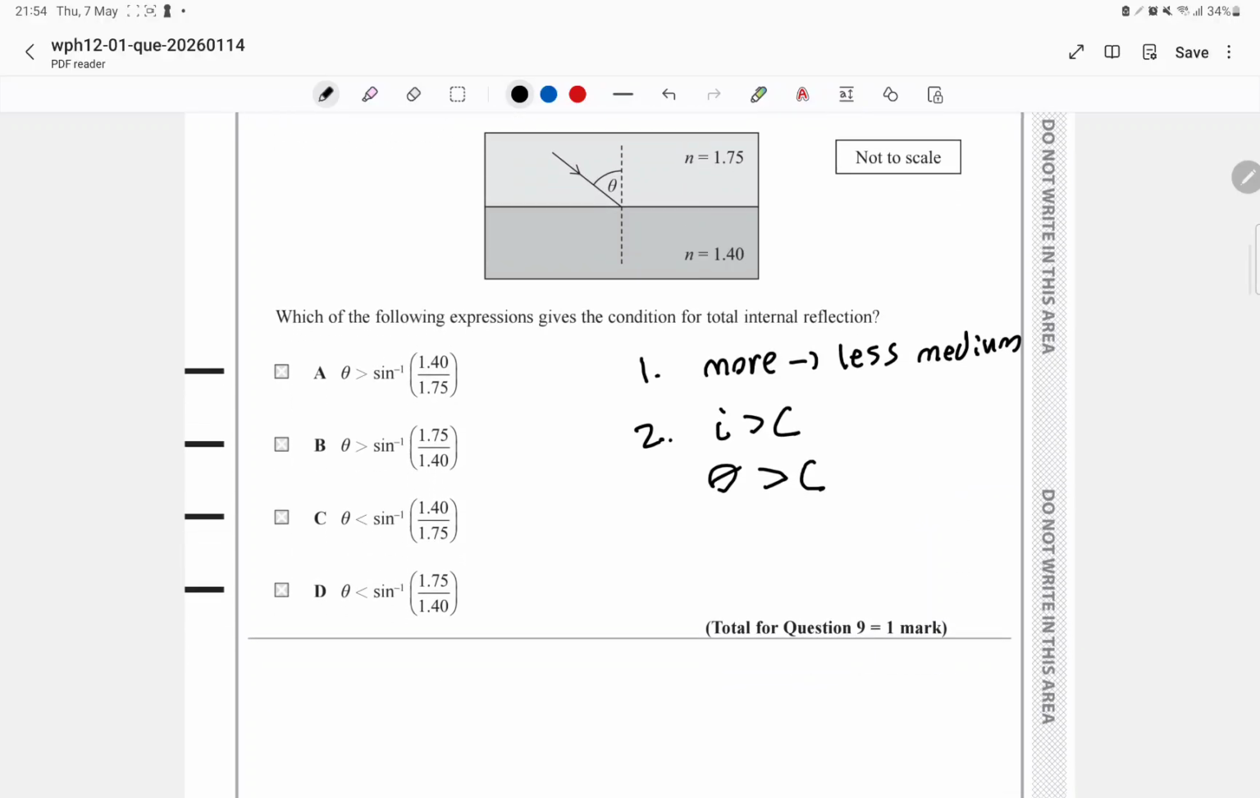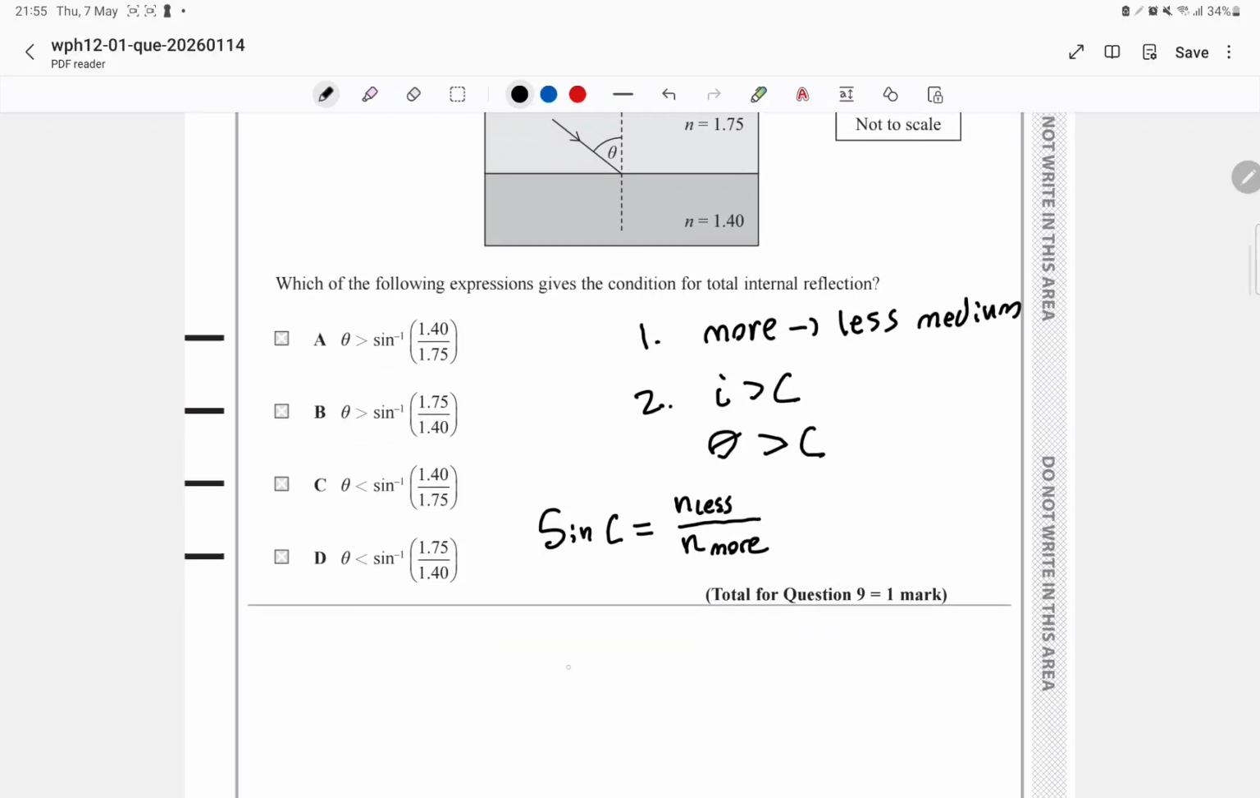Now, the critical angle could be worked out using the equation sine the critical angle is equal to the refractive index of your less dense medium over the refractive index of your more dense medium. The nice thing is if you ever get this confused and you do more over less by accident and then you try work out C, you're going to get a maths error. So if you ever get a maths error, it just means you had it switched around.